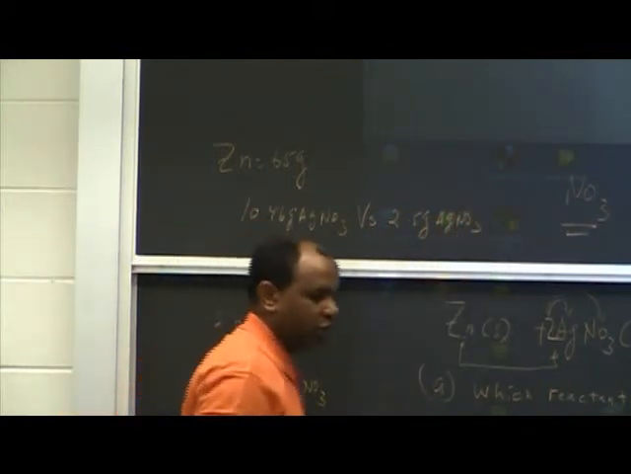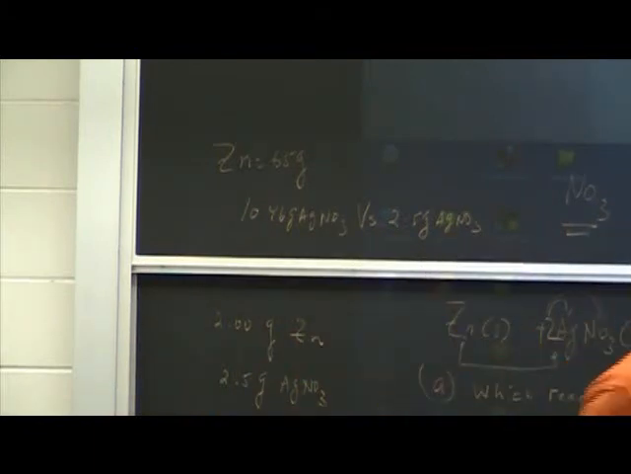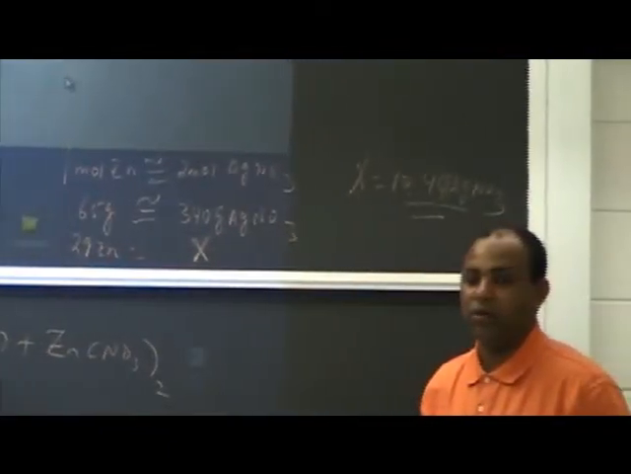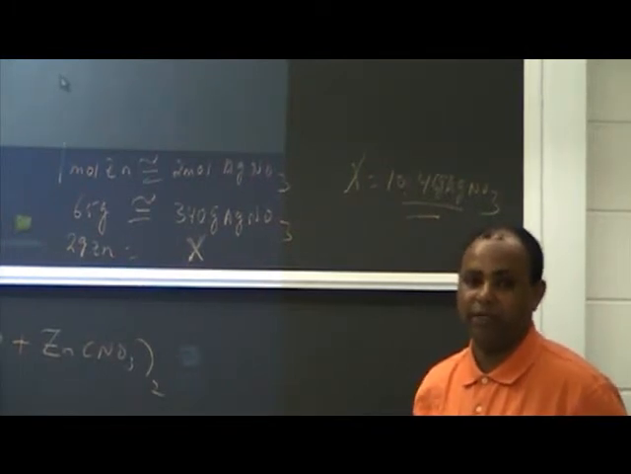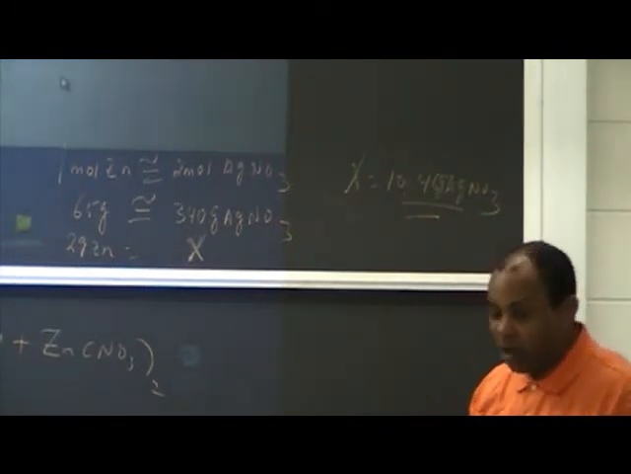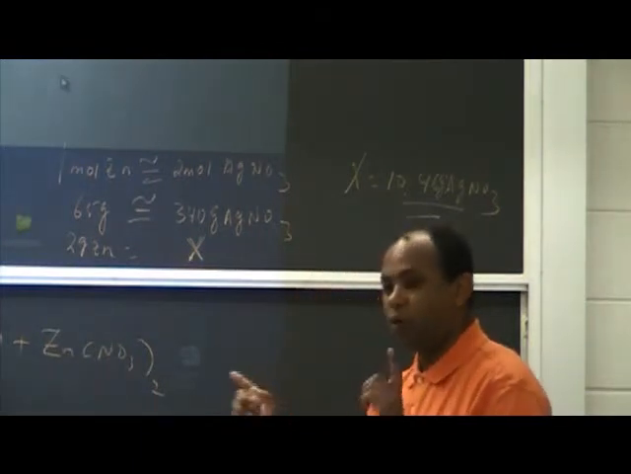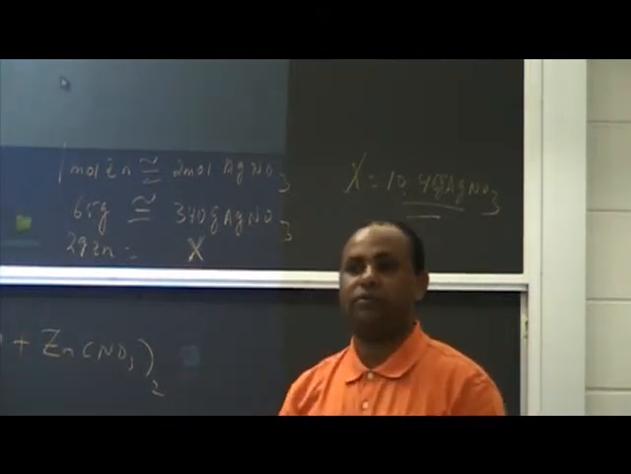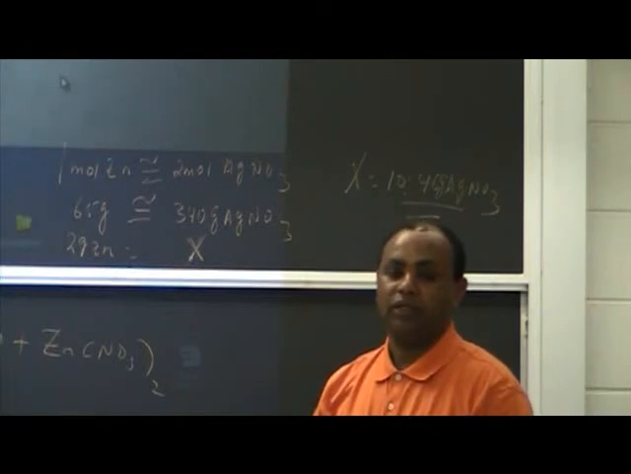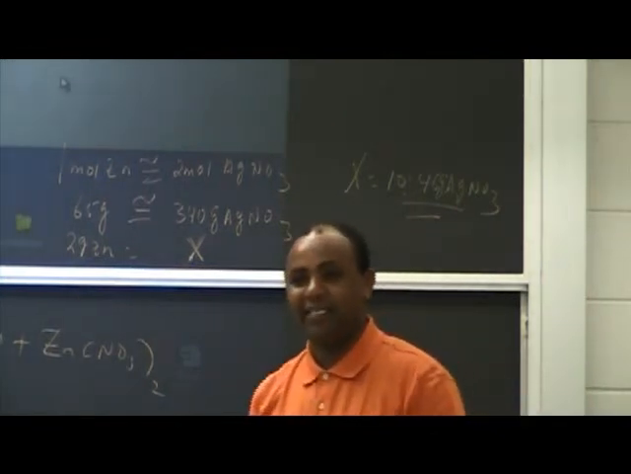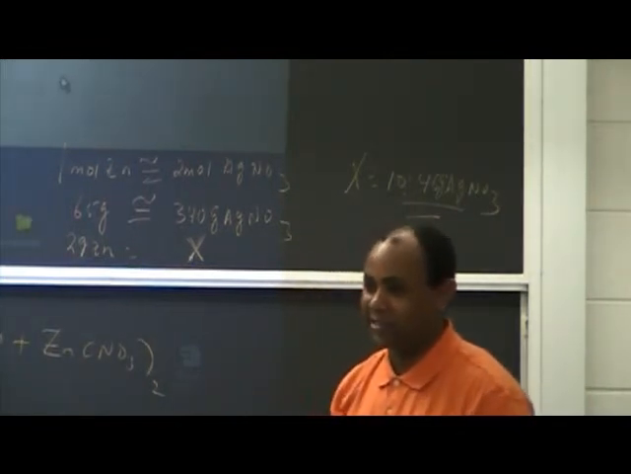And what is your conclusion from here? You compare 10.46 versus 2.5 grams of silver nitrate. What's your interpretation? You compare these two values and you have to come up with something. When you see these two numbers, what do you see? 10.46 is bigger. Common sense. Yeah, that is true.